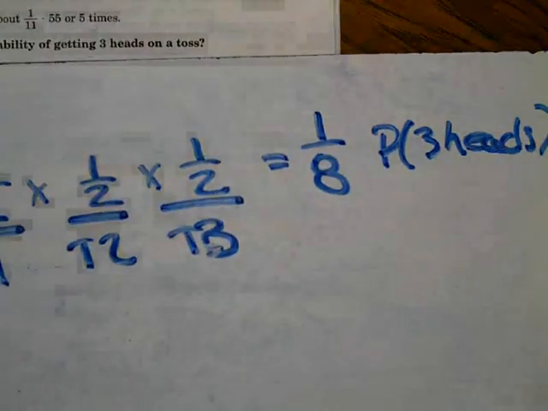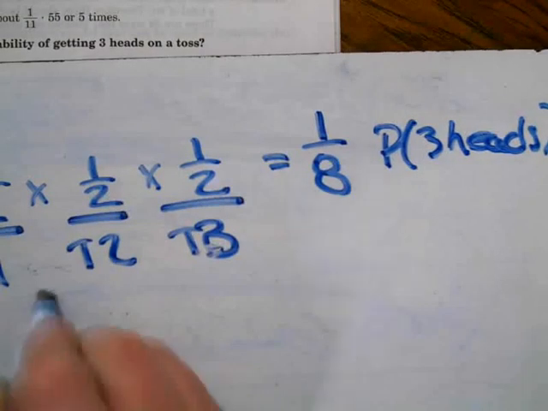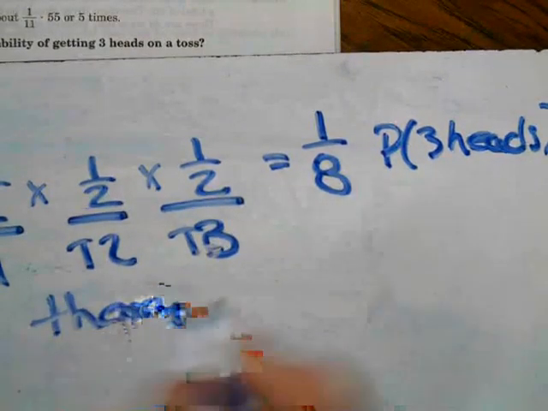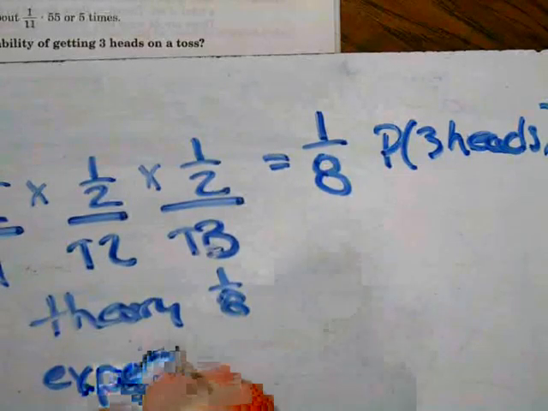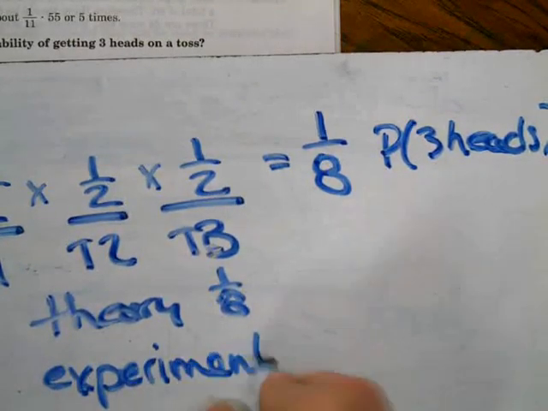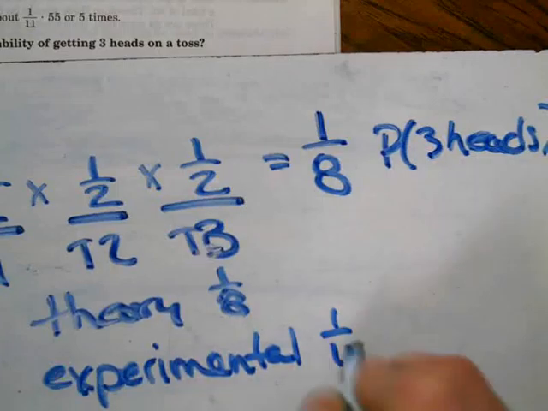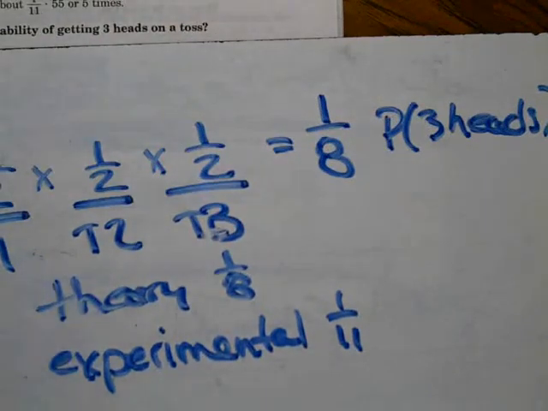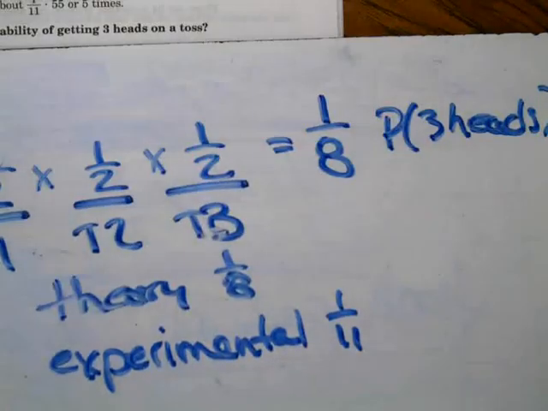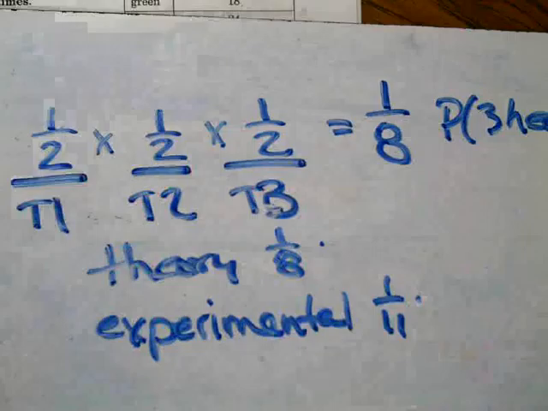Now remember, the theoretical was 1/8, and the experimental was 1/11. And we're talking 22 tosses, so could it get more accurate? Probably, if we went a little further, but those are pretty consistent. They're pretty close.